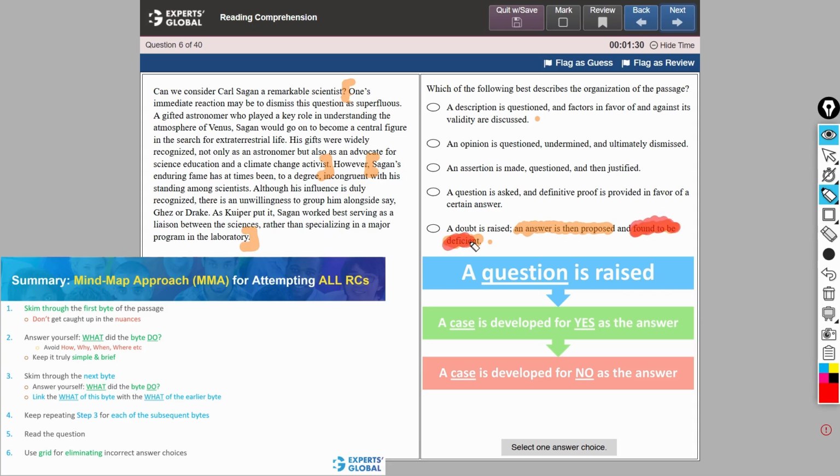Found to be deficient is a deal breaker here, whereas factors in favor of, which is quite the second leg of our mind map, and against, which is quite the third leg of our mind map, being discussed is a deal maker here. Choice A is the correct answer choice.